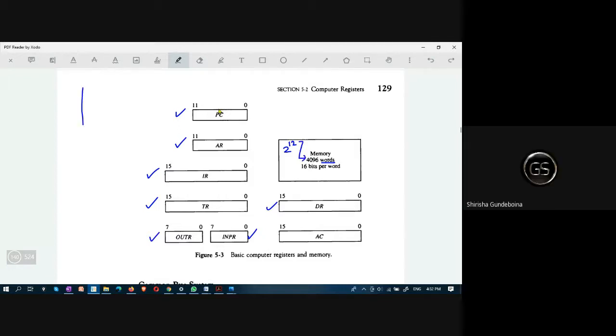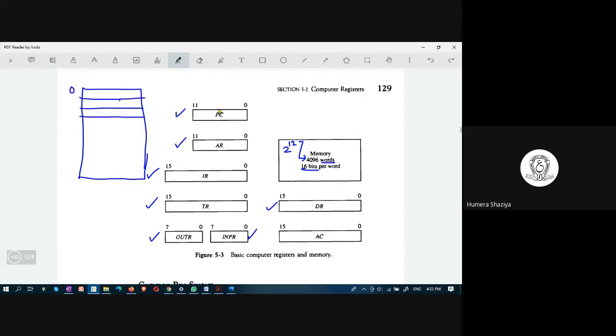Now try to understand this point. This is memory. Memory has how many locations? 0 to 4095. This is the range. Size is 4096. And how did you get this size? From 12 bits.